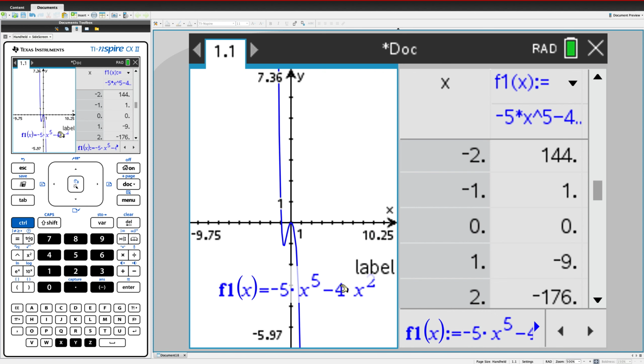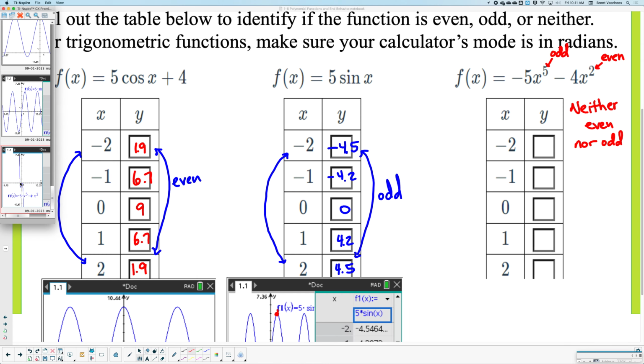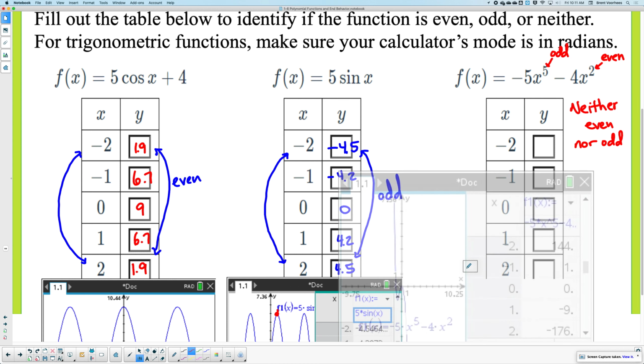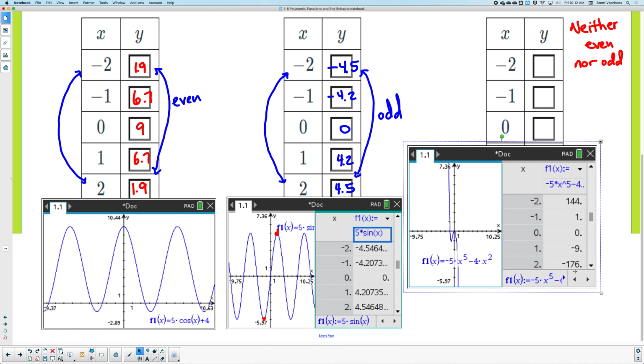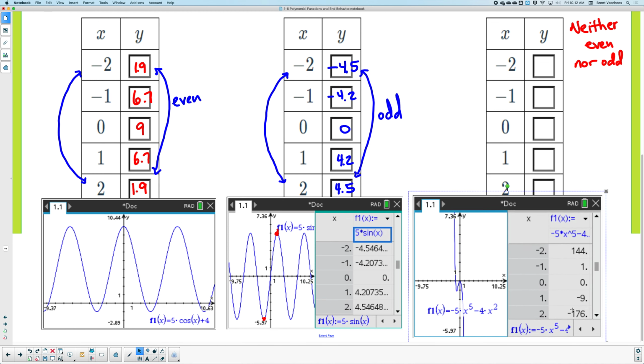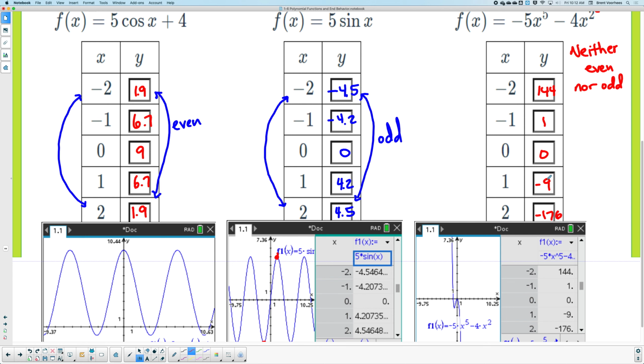All right, when you look at the table, what are you getting here? Are your values matching up like they should if it's symmetrical? No, this is not symmetrical. If it's neither even nor odd, the values will not be symmetrical with either the y-axis or the origin. So 144, 1, 0, negative 9, negative 176. Notice they do not match up.